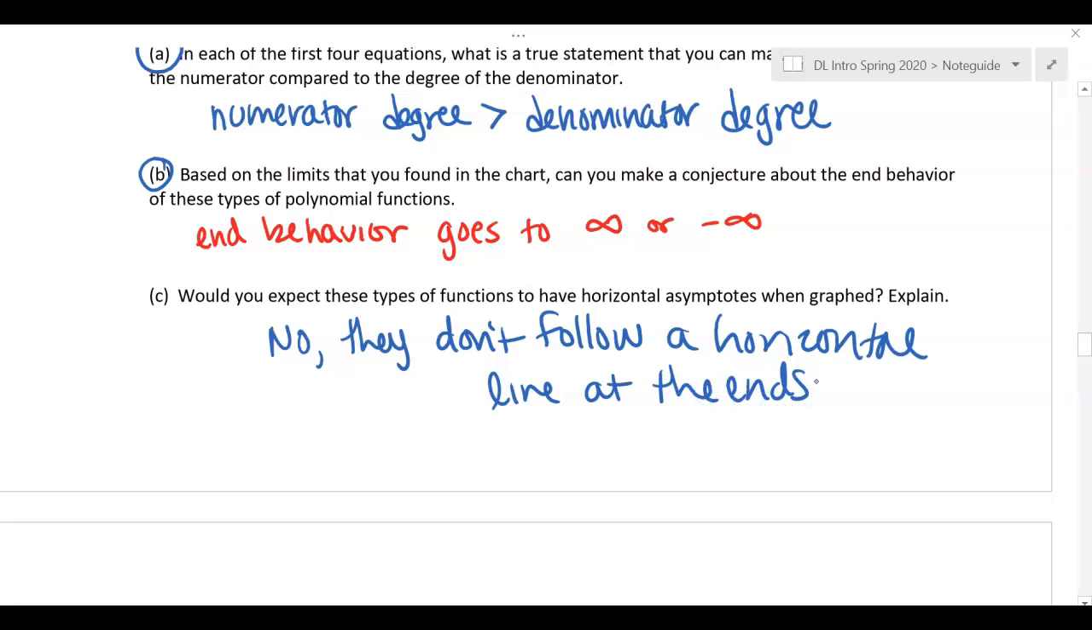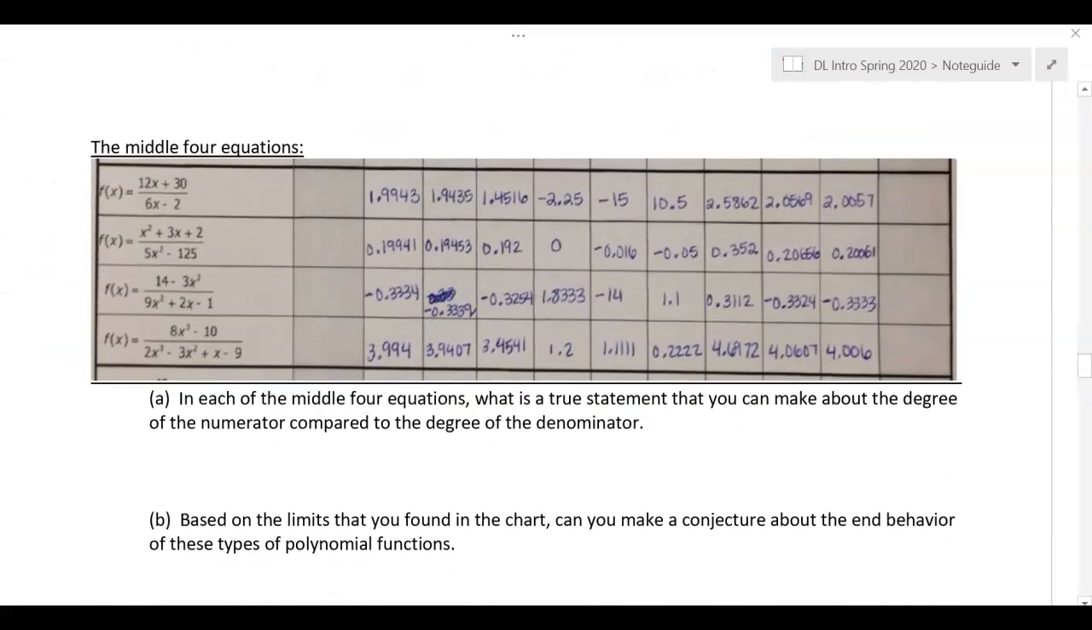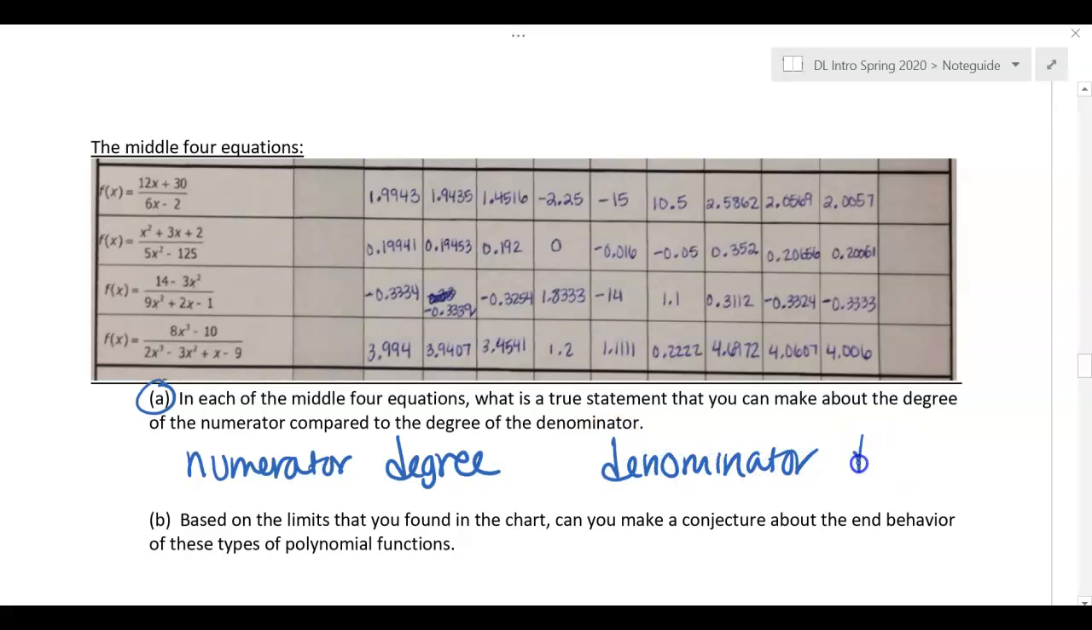Okay, so we're going to look at two other types of groups of equations and do the same thing. So here's our next group of 4 equations, and we're going to ask the same exact question. So the first question is going to compare the numerator degree to the denominator degree. So we're going to go back through each of the functions and look at the degree of the numerator compared to the degree of the denominator.